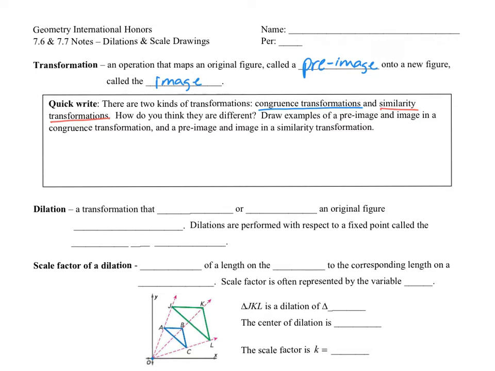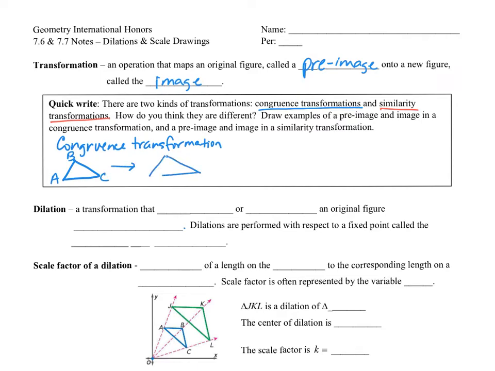Well, first of all, let's recall that when we studied transformations before, we were studying congruence transformations, and the three we studied were translations, reflections, and rotations. So let's take an example of one of those. Let's pick a translation. For an example of a congruence transformation, I am going to sketch a triangle, and then do a translation to the right. So let's call this triangle ABC, and I'm going to translate that triangle to the right.